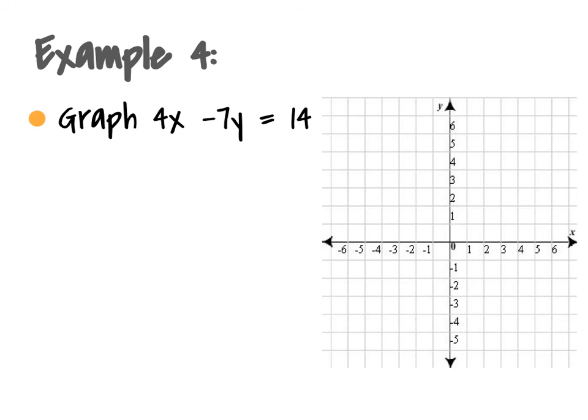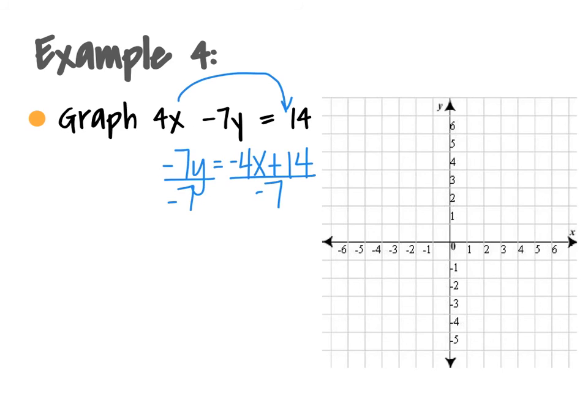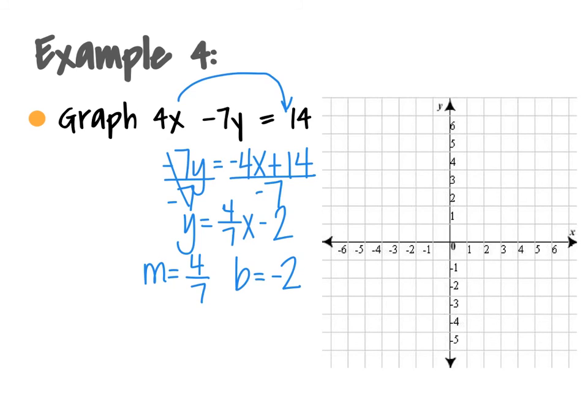First, we're going to put it in slope-intercept form, so we need to take this and move it over here. Negative 7y equals negative 4x plus 14. Divide both sides by negative 7, and you get y equals positive 4/7 x minus 2. So m is 4/7 and b is negative 2. The first thing you graph is the y-intercept. The second thing you graph is slope.